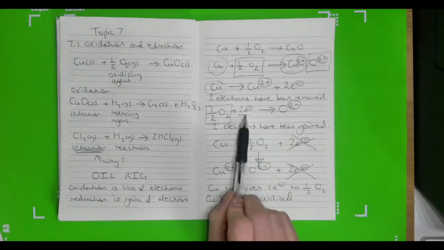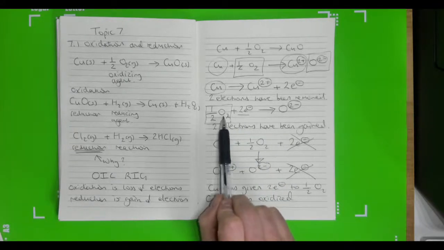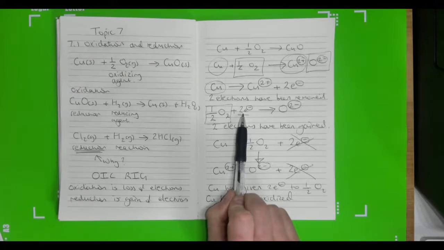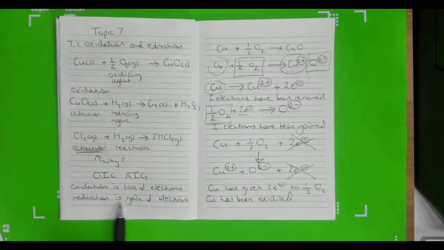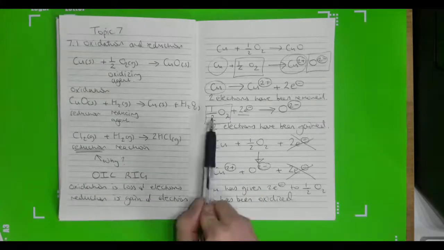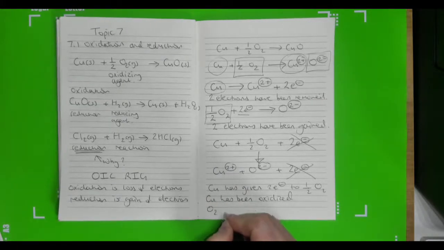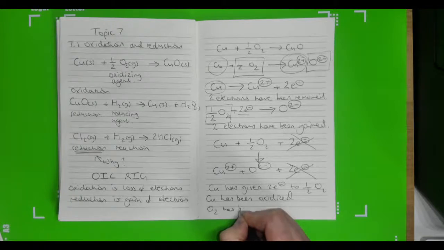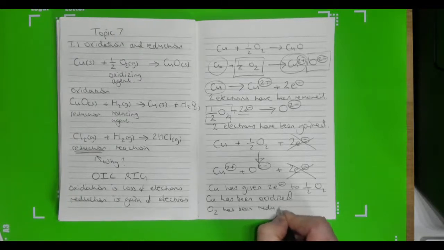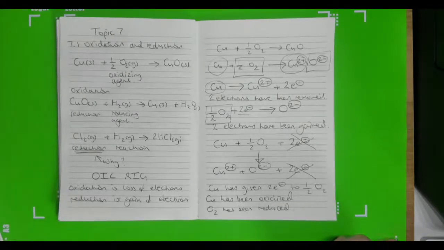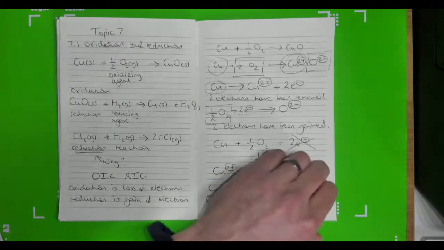Now let's have a look to see what's gained the electrons. The O2 here has gained the electrons. Reduction is gain of electrons. Therefore, the O2 has been reduced. Okay, that's our first example. Let's look at another one.